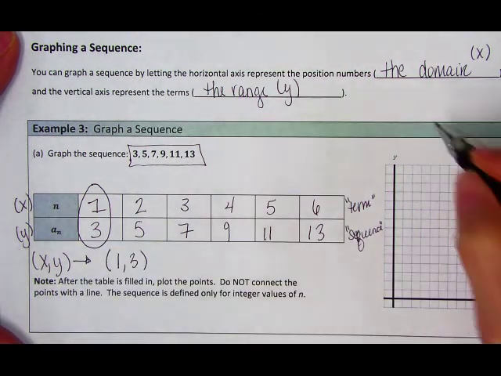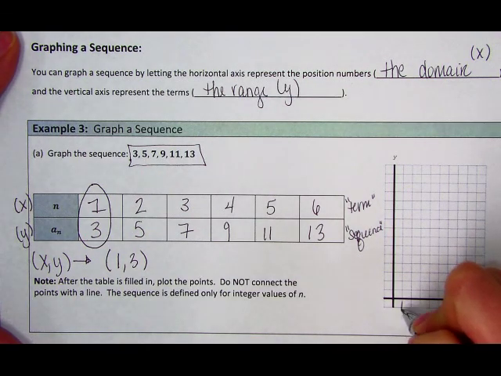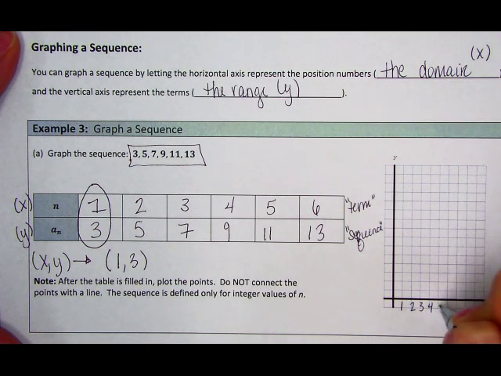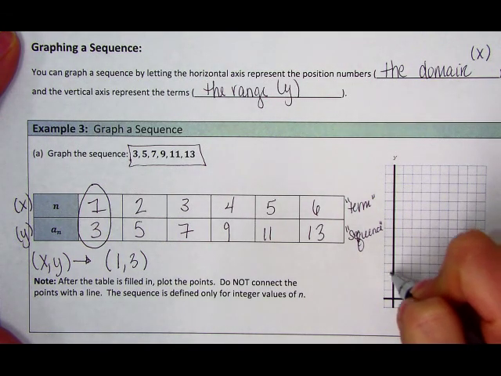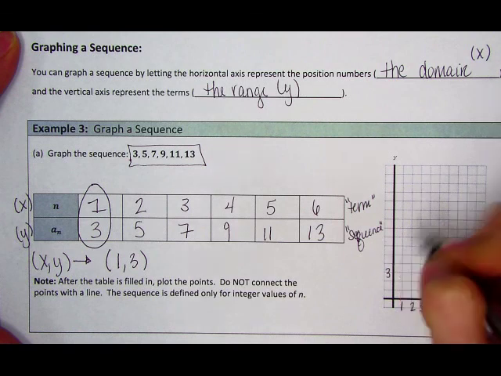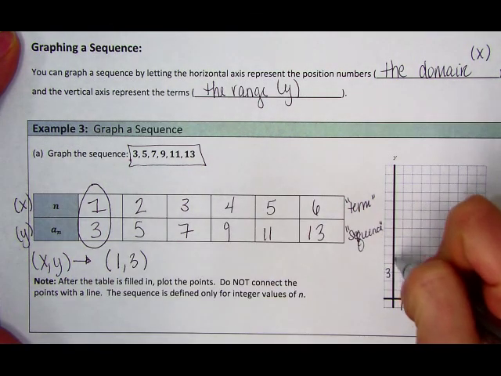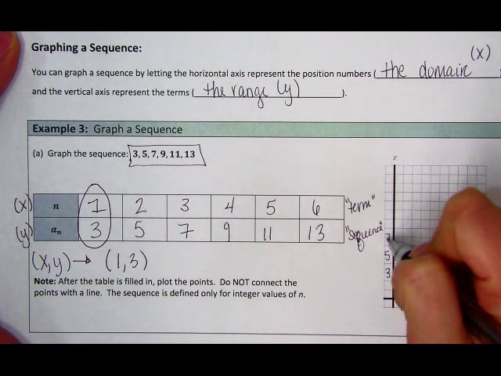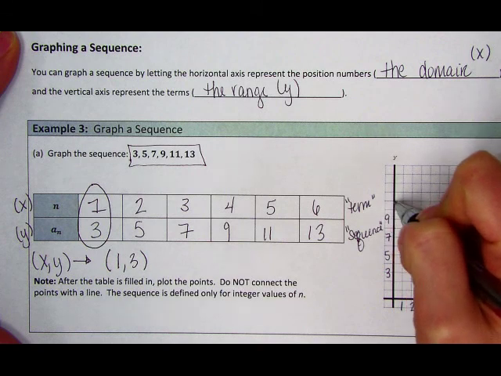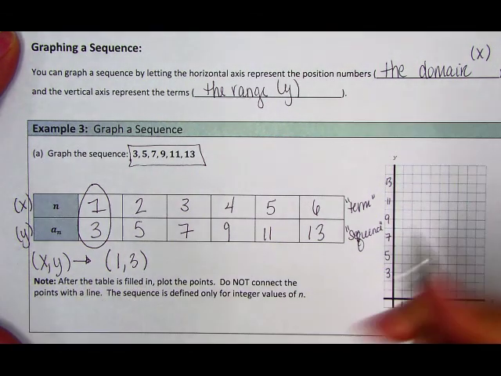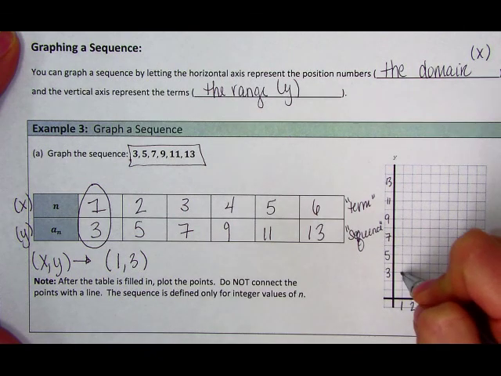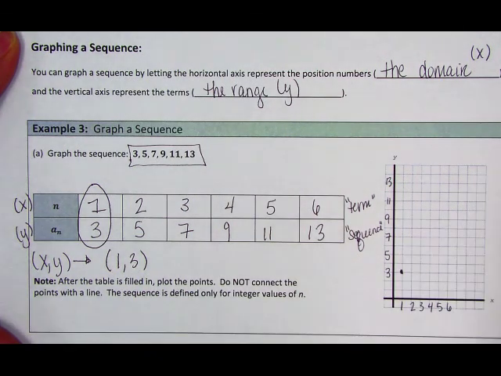So let me scale my graph over here. I'm going to call this 1, 2, 3, 4, 5, and 6 on my x. Going up, I'm going to call this 1, 2, this is 3. We'll call 4, 5, 6, 7, 8, 9, 10, 11, 12, 13. Okay. So (1, 3) is on my graph, so if I go 1 to 3, I've got a point there.